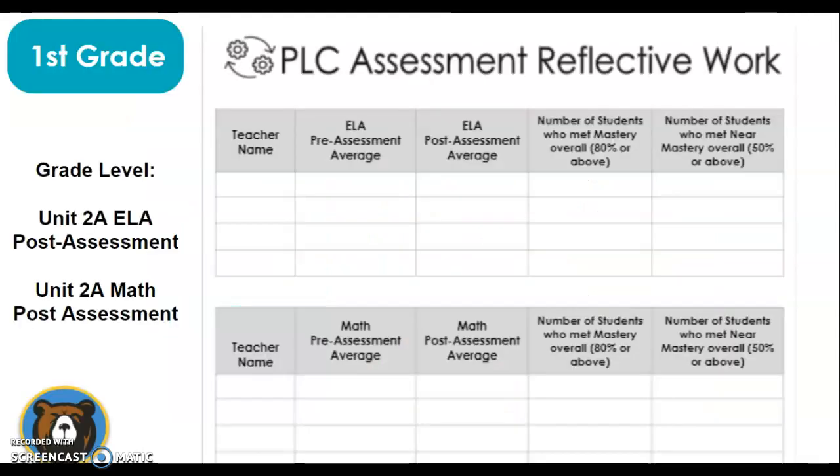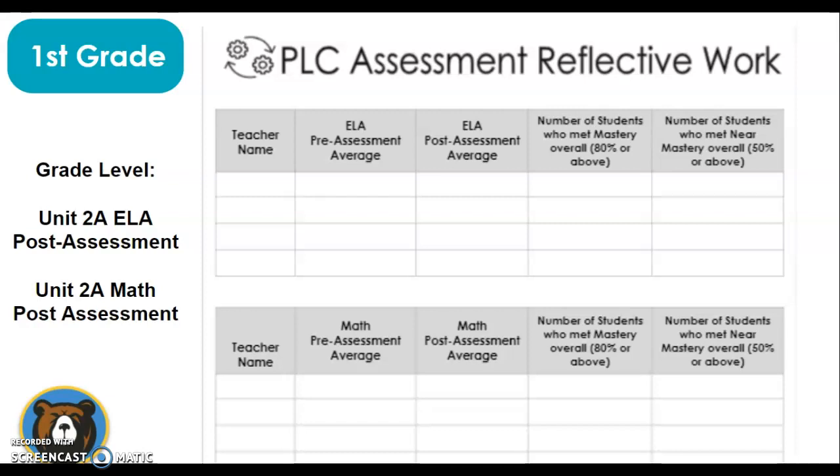Now, today you are going to be looking at your post-assessment data for Unit 2A ELA and Unit 2A Math. What you're first going to do on your PLC assessment reflective work document is each teacher is going to fill out their pre-assessment average and post-assessment average for both ELA and Math. You're also going to plug in the number of students who met mastery overall. That's 80% or above on their ELA assessment and 80% or above on their math post-assessment.